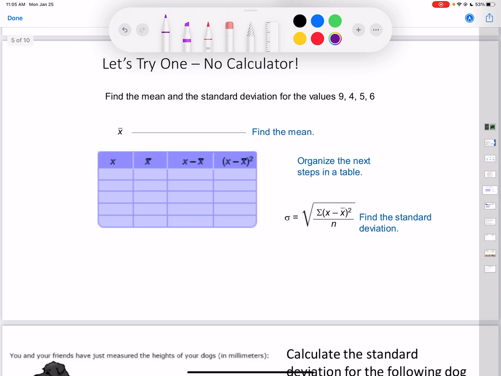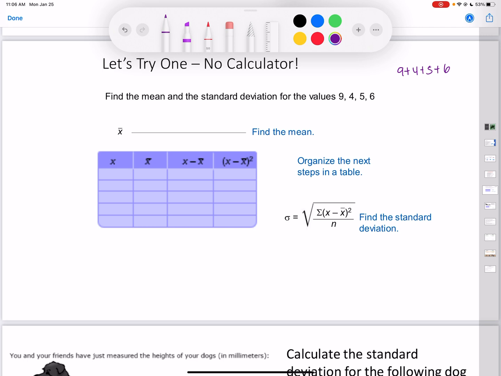So let's try it. Find the mean and the standard deviation of the values. And I really want you to try to do this without a calculator at all. So that's going to be kind of fun. So only 4 values. Find the average: you add up all of them and divide by how many there are.